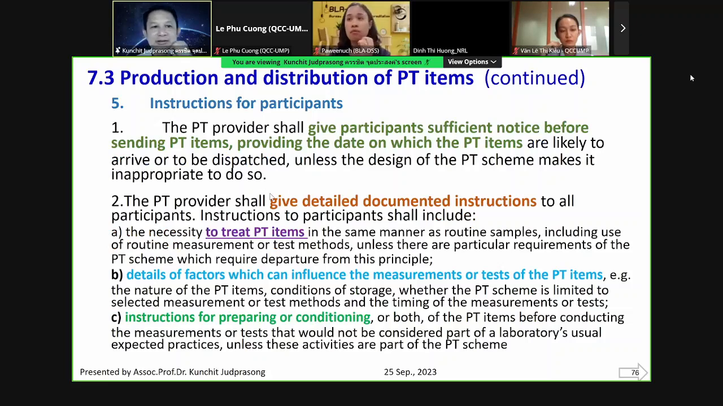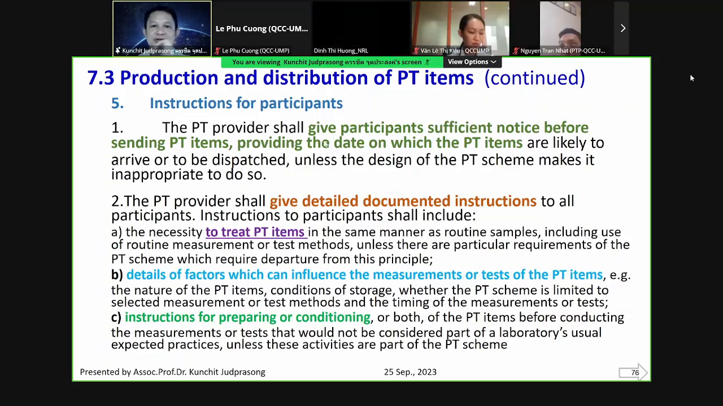Okay, number 5, the instructions for participants. The PT provider shall give the participant sufficient notice before sending the PT item, following the date on which the PT items are ready to be dispatched. So you can use email. Usually we use email to notify that next week on this date the sample will go to your lab, so please prepare your facility to do the analysis, things like that. This is sufficient notice.